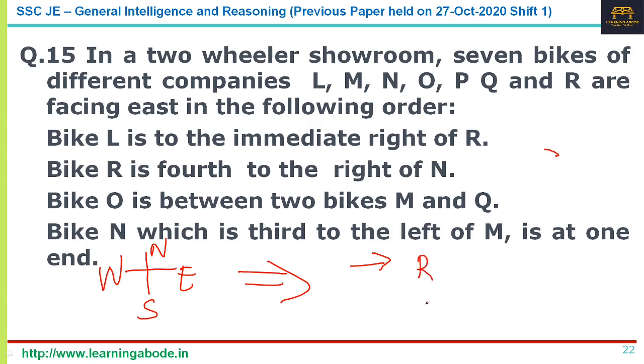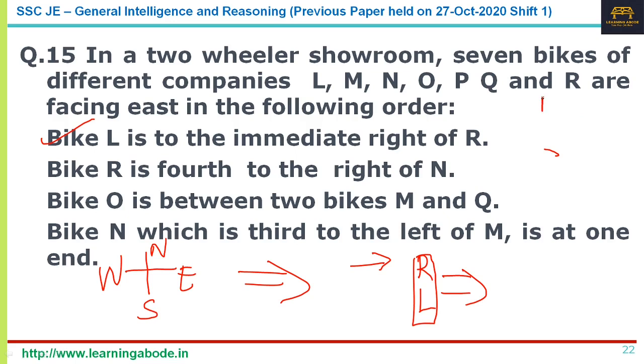So R is here, L is here. L is to the right of R, and both of them are facing this side. So they are together, and you can fix that. Now we have considered the first information. Let's look at the second information: bike R is fourth to the right of N. So we'll write that bike R is fourth to the right of N.